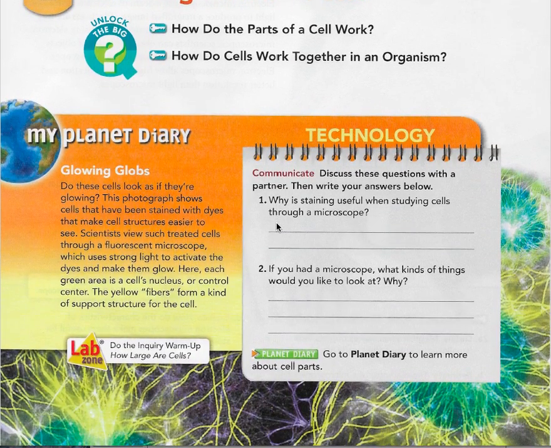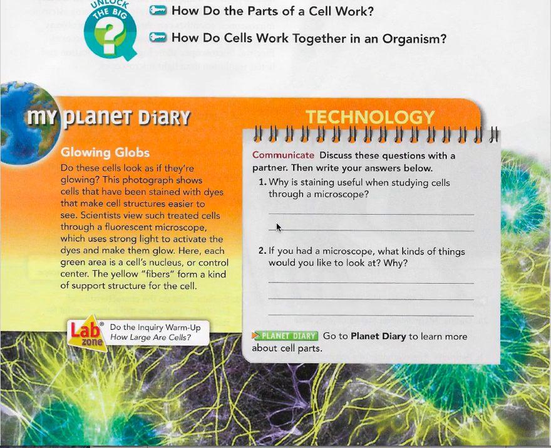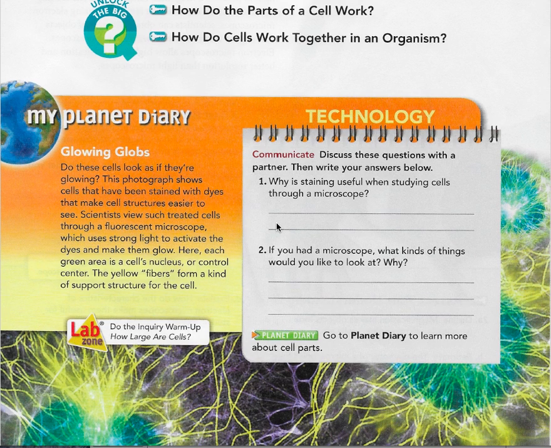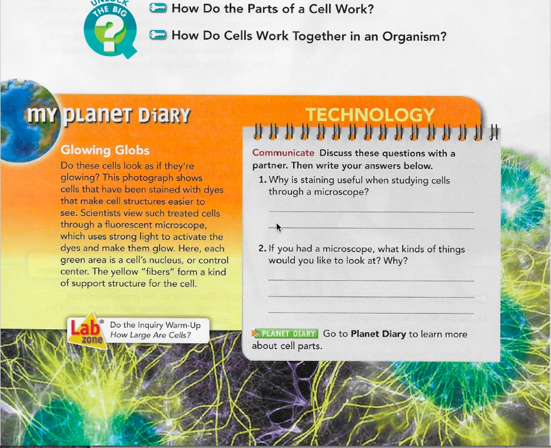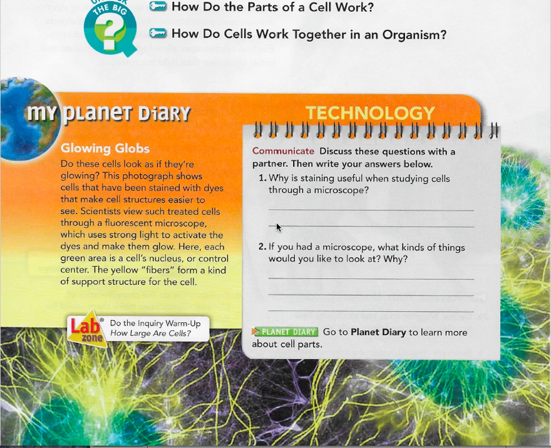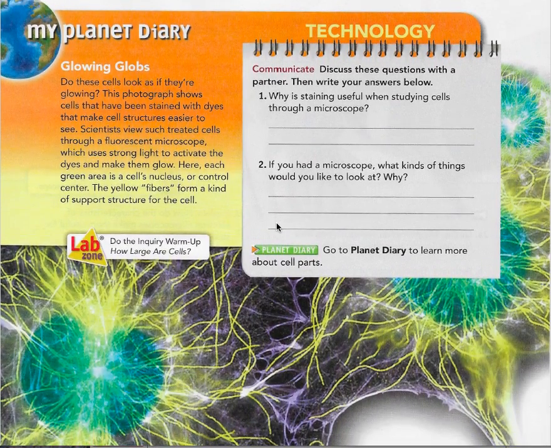Do these cells look as if they're glowing? This photograph shows cells that have been stained with dyes that make cell structures easier to see. Scientists view these treated cells through a fluorescent microscope, which uses strong light to activate the dyes and make them glow. Here, each green area is a cell's nucleus, or control center. Yellow fibers form a kind of support structure of the cell.